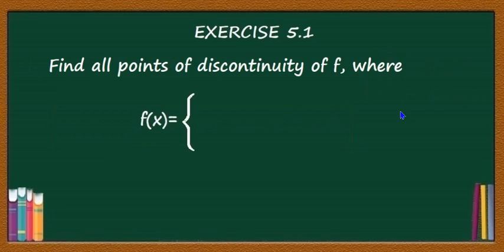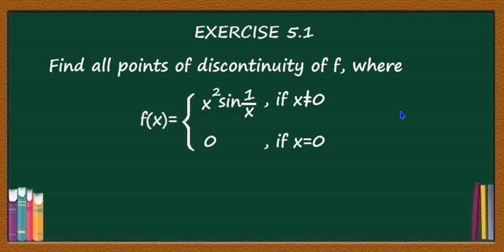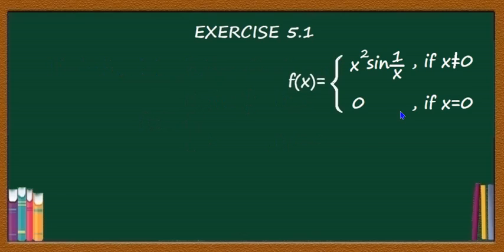Take this problem. Find all the points of discontinuity of f where f of x equal to x square into sin 1 by x if x is not equal to 0, and 0 if x equal to 0. It's a special problem, just to observe it correctly. Now the given function, let us write it: f of x equal to x square into sin 1 by x if x not equal to 0, 0 if x equal to 0.